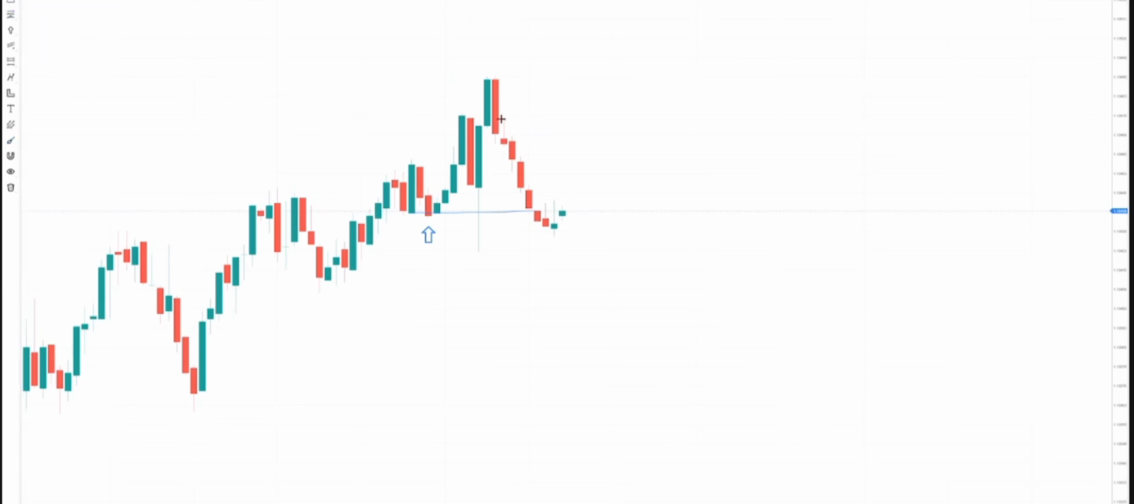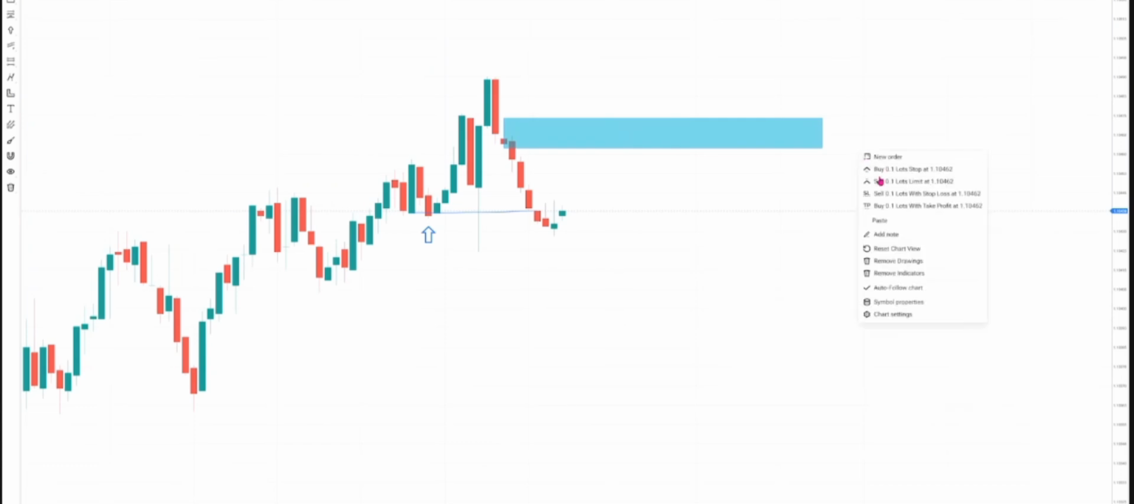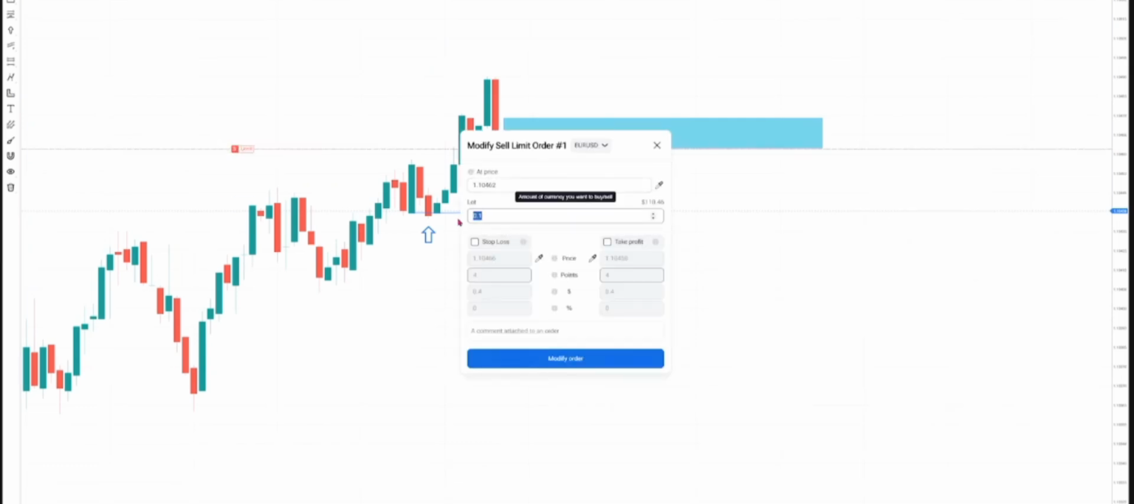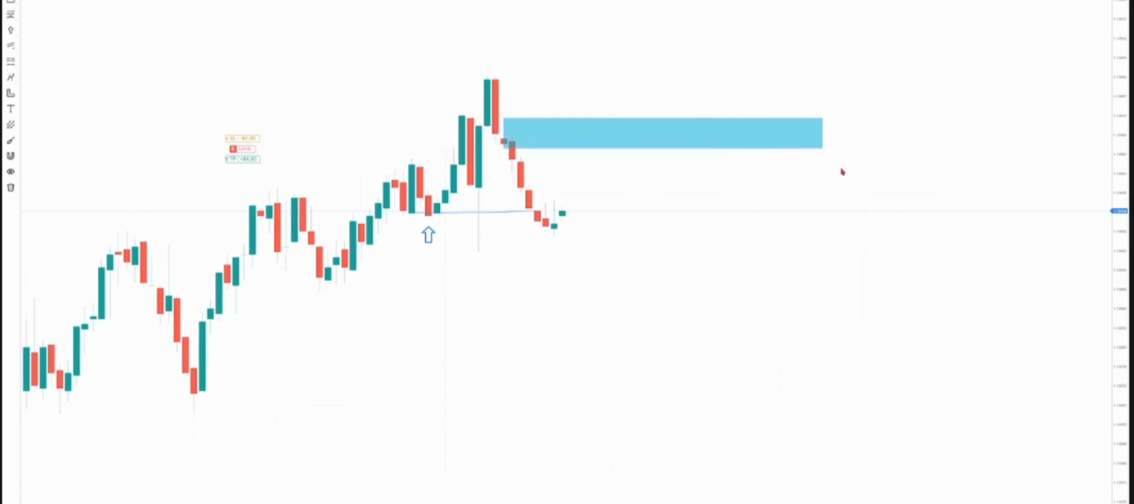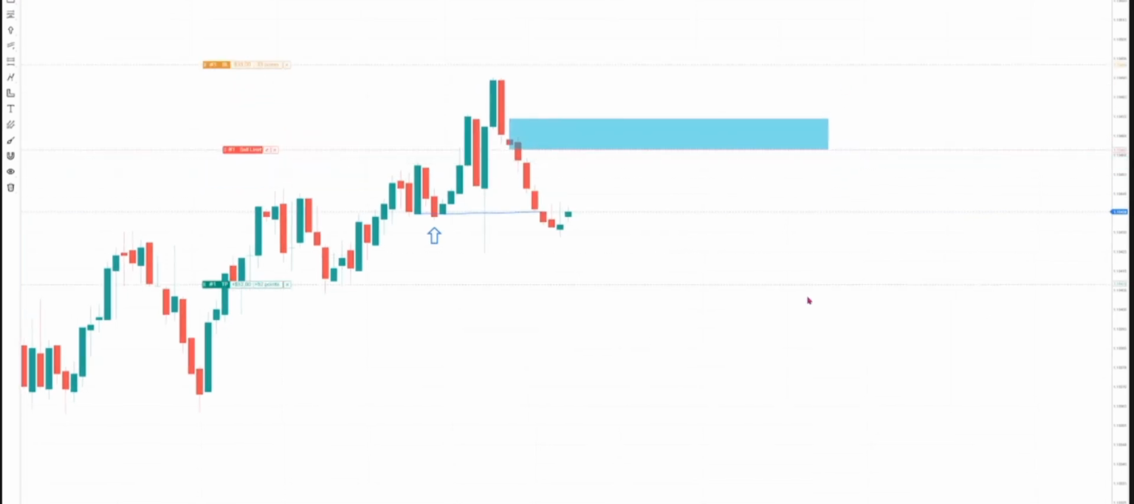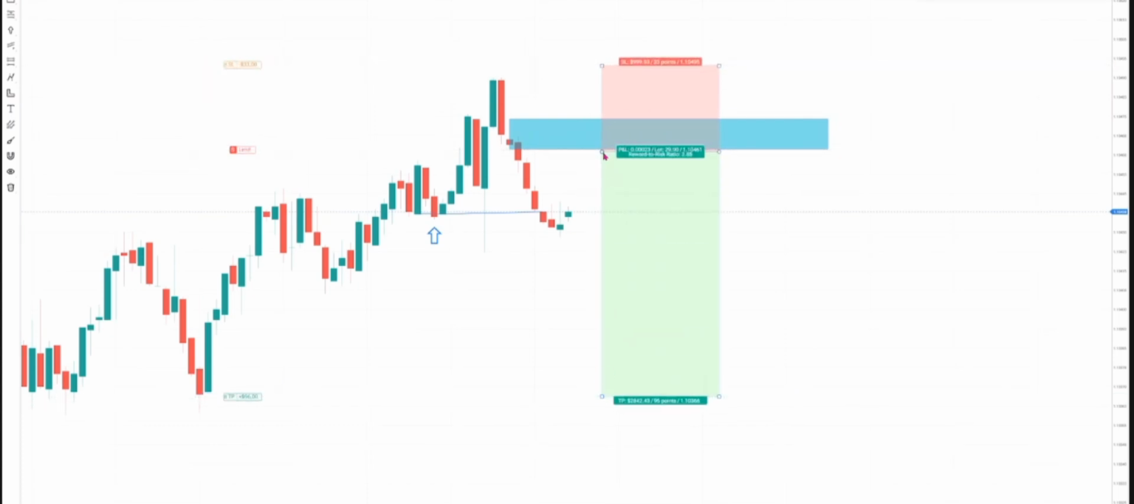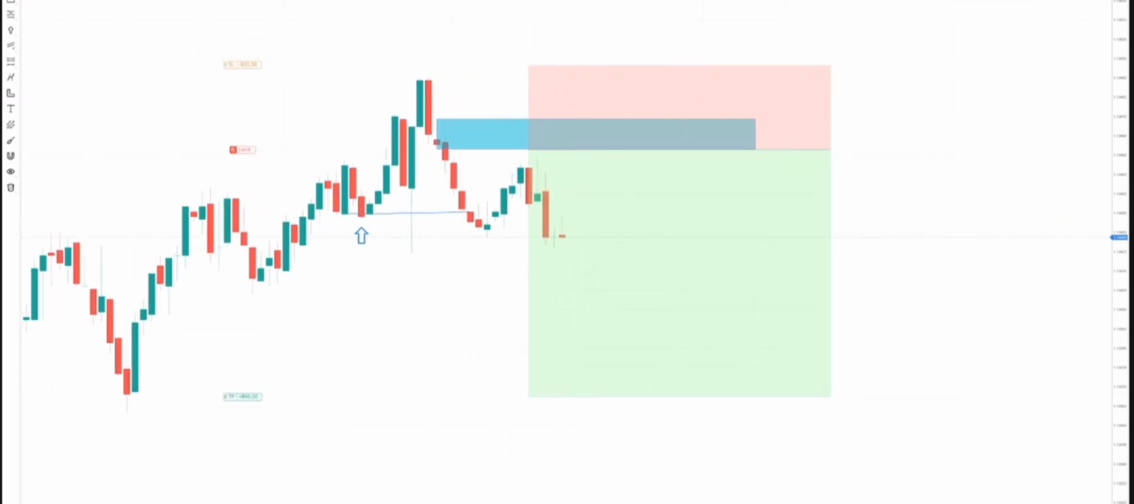If you look closely at the chart, you'll notice this candle has created a small fair value gap, so we'll mark it as an order block. We'll set a sell limit at this zone and place our stop loss above the swing high. For our target, we'll aim for the close of the candles at this double bottom. If the trade works out, it will give us an excellent risk-to-reward ratio. Let's see what happens.